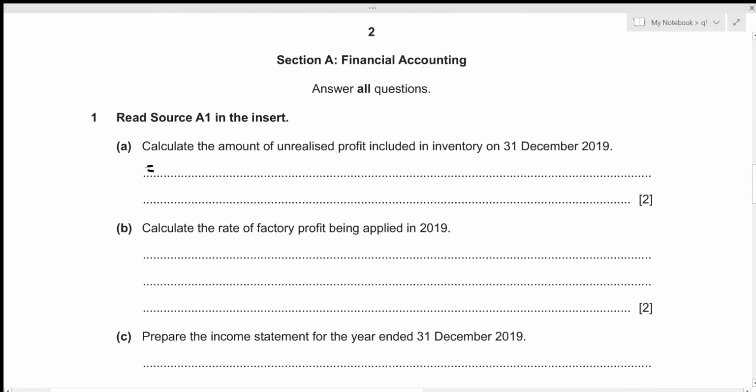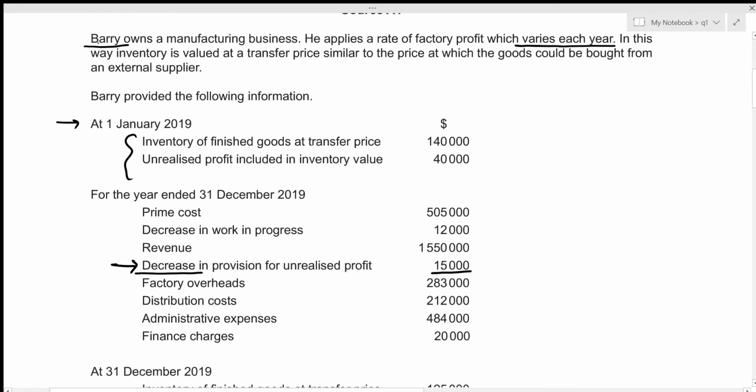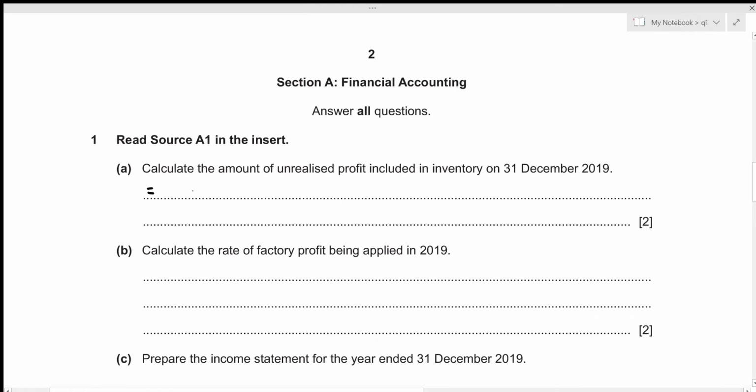Okay. So we will start with our opening inventory value, right? So let's have a look above. We can see that the unrealized profit included in inventory value at the date of 1st January 2019 seems to be 40,000. So we just need to subtract this decrease of 15,000 from our opening unrealized profit of 40,000. Let's do that. So that's going to be 40,000 minus 15,000, which results in the value of 25,000. This completes the first part of this question. Now we can move towards the second one.